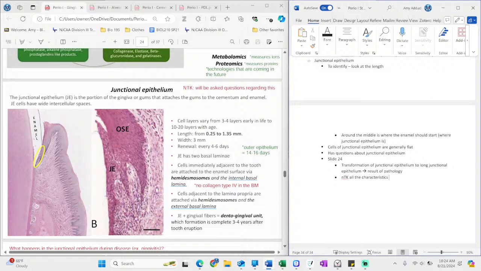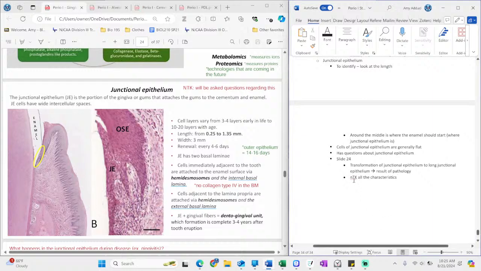As I say here, generally it starts towards half of the space that you can see in a section. So the sulcus is the small area in white. The sulcus should be this small area in white. That's the normal sulcus. This big space is the result of losing the enamel. And the junctional epithelium, if you look at the whole length, is generally around half of the whole length. Okay?